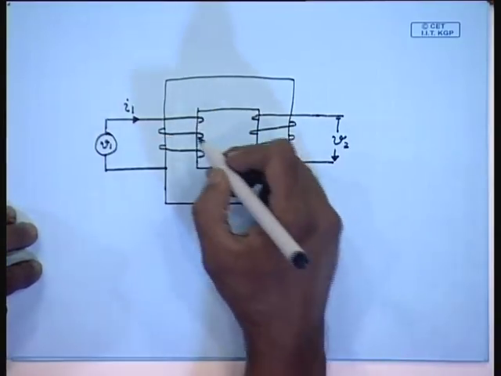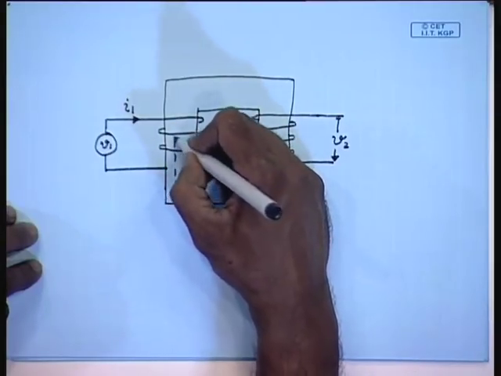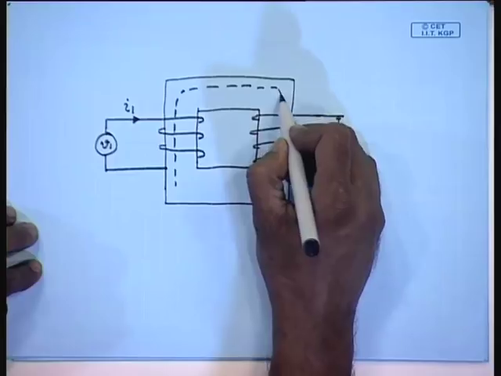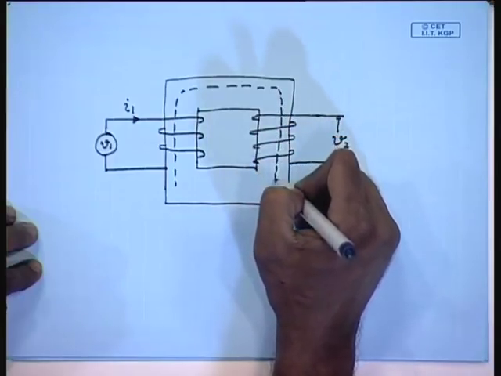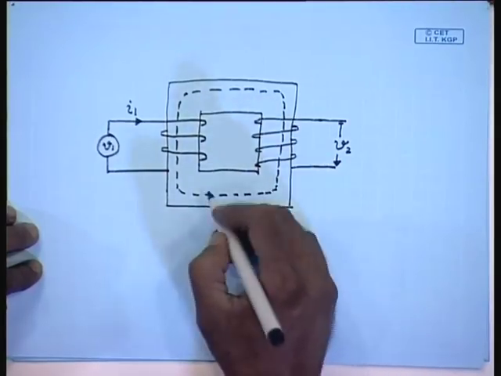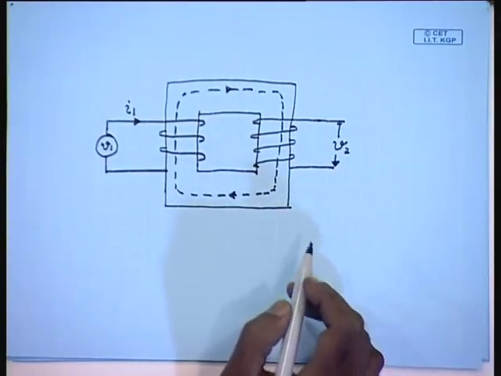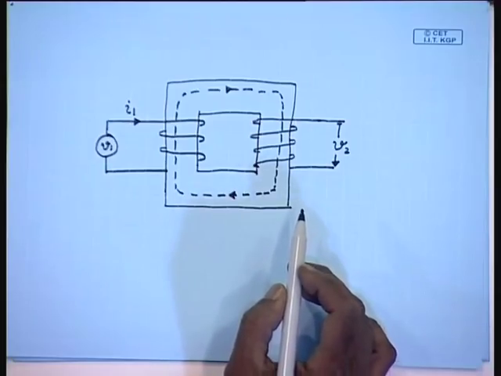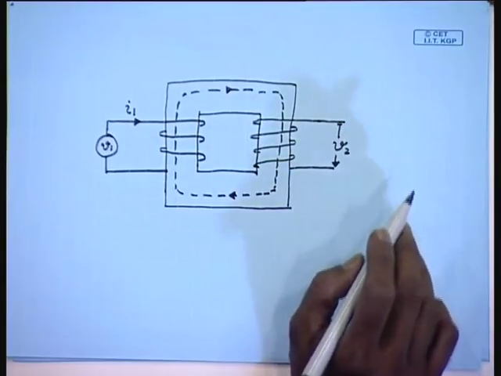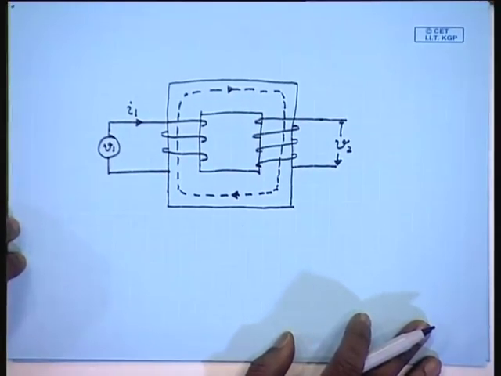The current in the first coil produces a flux that circulates through the core and links the second coil. Since in alternating circuits the flux is also alternating, there is a rate of change of flux linkage in the second coil, as a result of which a voltage V2 is generated. So, this is the basic operating principle of a transformer.